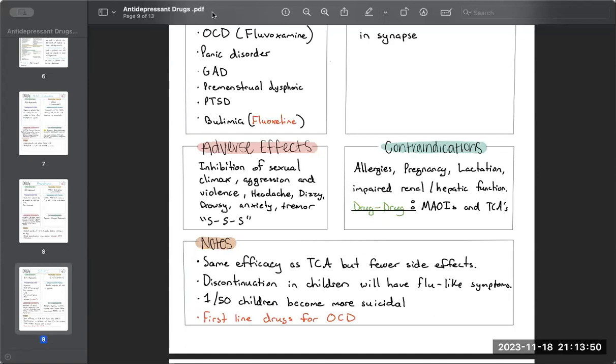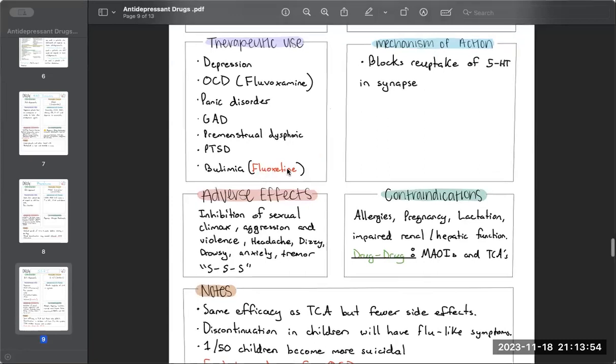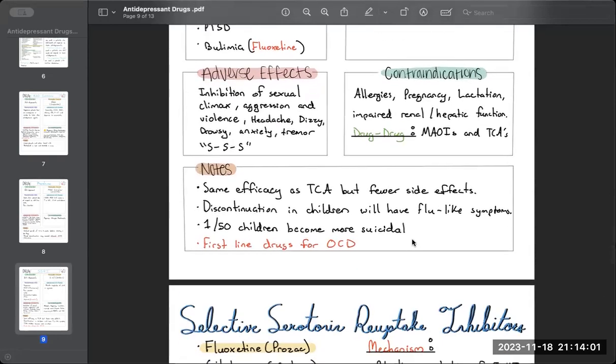And these are first-line drugs for OCD. Like I said, these drugs end in "tine." Examples are fluoxetine, sertraline, or even fluvoxamine, okay? Always contraindications: pregnancy, lactation, renal or hepatic impairment. And once again, all of these antidepressants, we don't want to give together with each other.